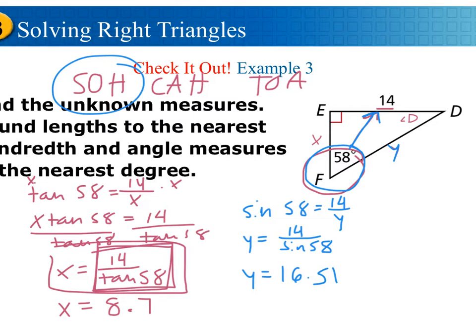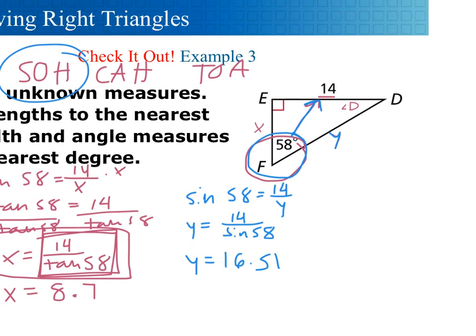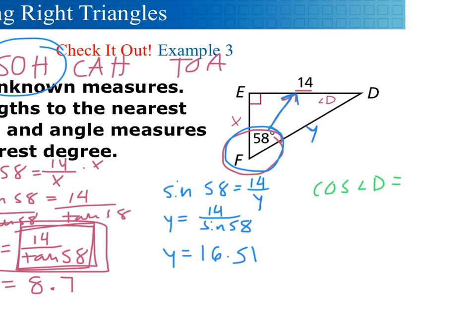Next, we need to find angle D. Now we're looking for the degree of the angle. We have all three side lengths now, so we can do sine, cosine, or tangent. Which one do you want to do? Cosine. So we're going to do the cosine of angle D is equal to, what's cosine?